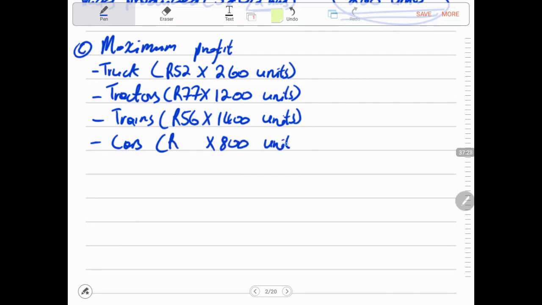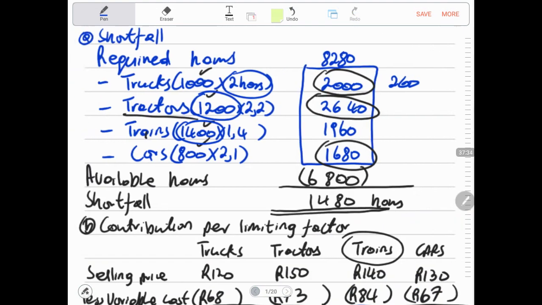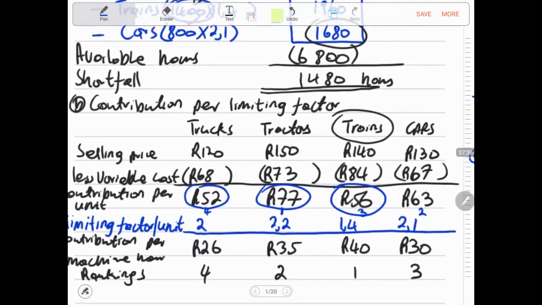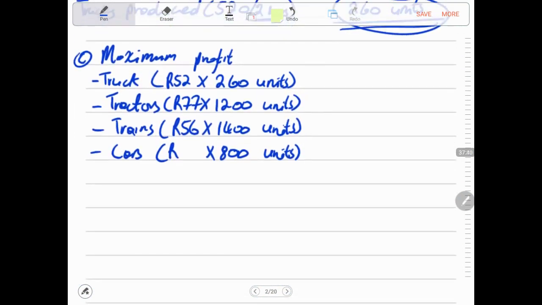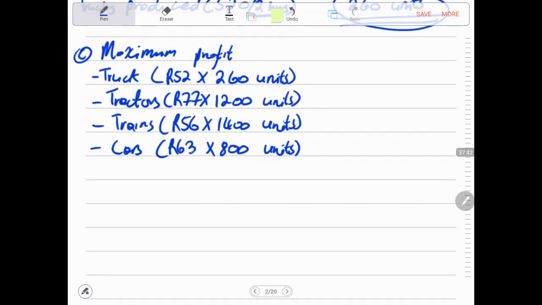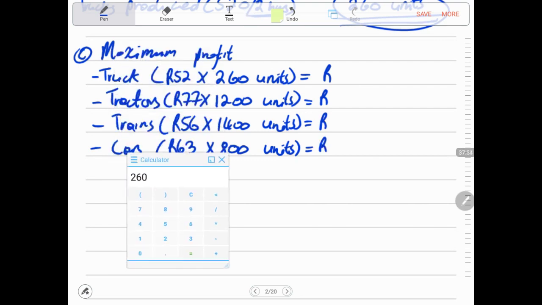800 units. And the contribution of the cars was 63 rand. Then we multiply here by 63 rand. Therefore now we determine the profit, the maximum profit. We determine the maximum profit.